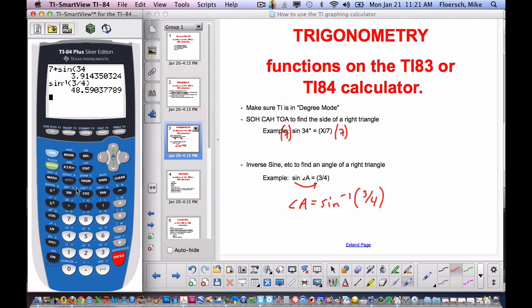Just make sure your calculator is in degree mode before you work with sine, cosine, tangents, or these keys right here.